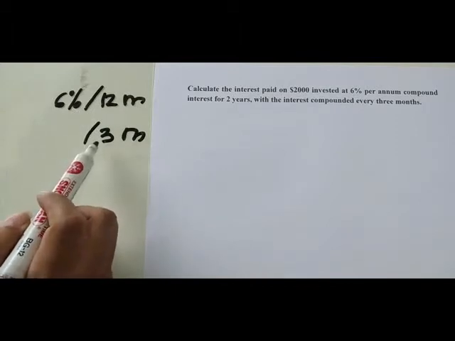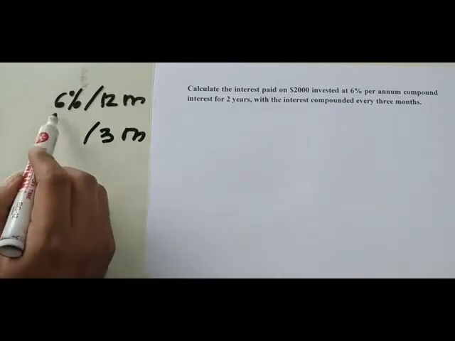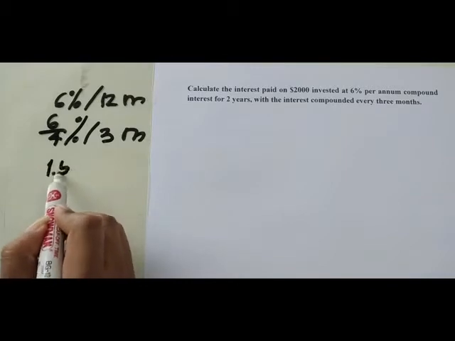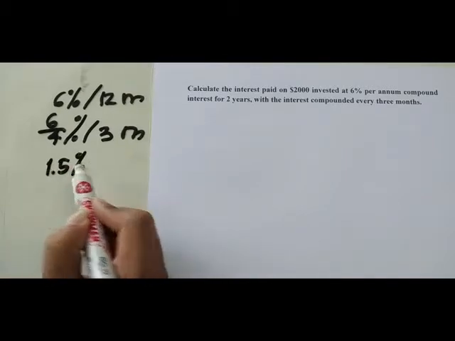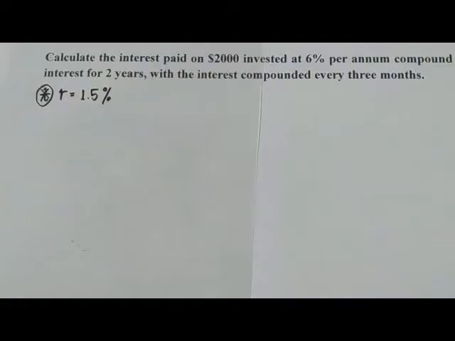12 months to 3 months is divided by 4, and this is also divided by 4. So 6% divided by 4, which means 1.5% per 3 months.